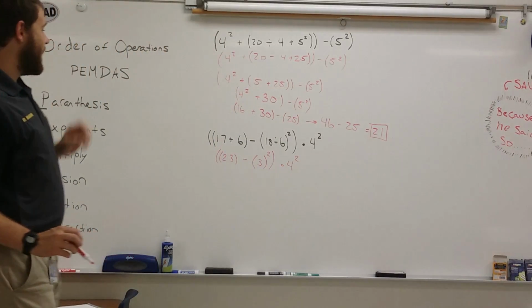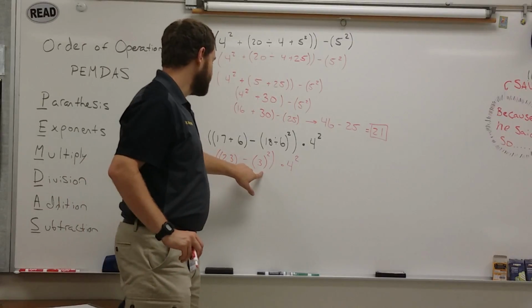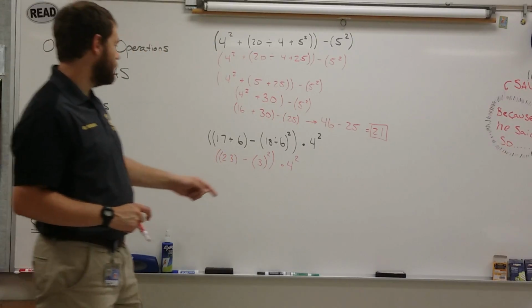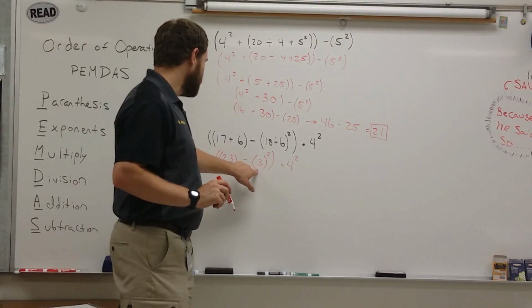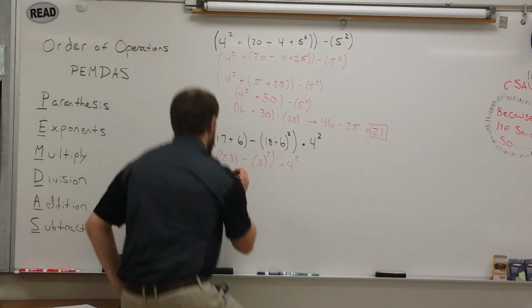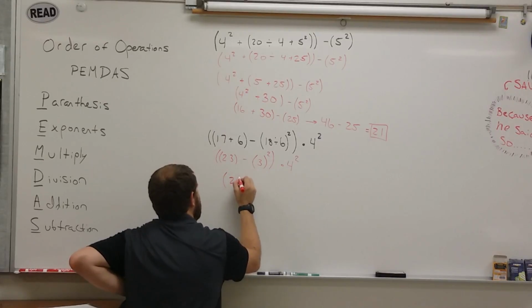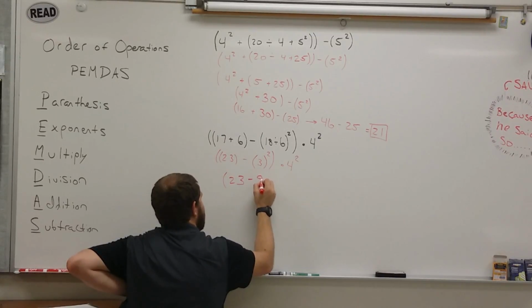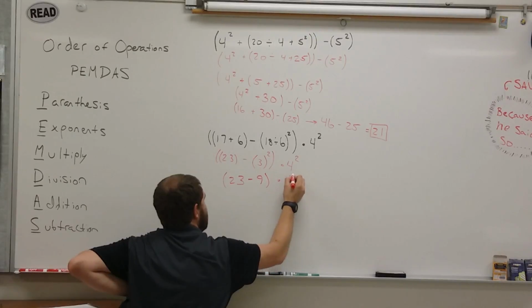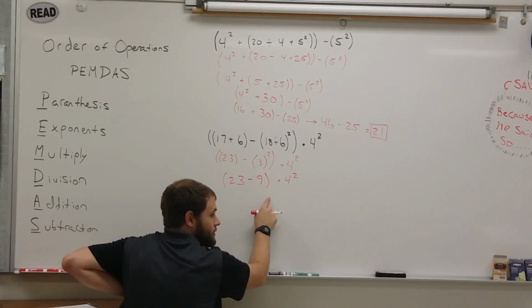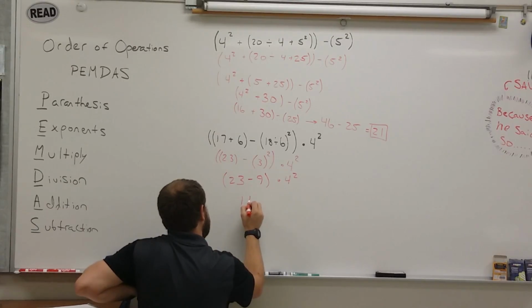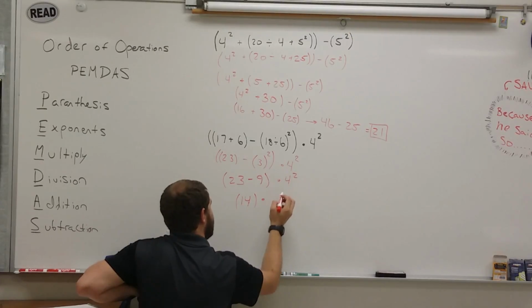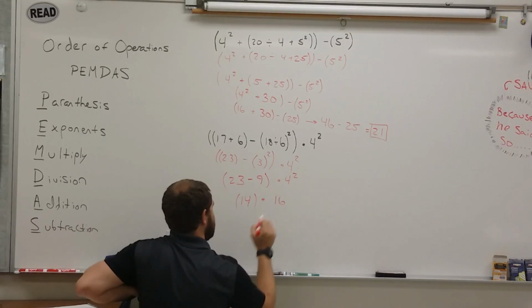Next, we have to deal with the exponent on this set of parentheses. We didn't do that earlier because we wanted to condense our inside. So we have 3 squared, that's 9. So in our parentheses we'll end up having 23 minus 9 times 4 squared. We're going to take care of the parentheses first. It's the first letter of PEMDAS. So 23 minus 9, that would be 14, which is going to end up being multiplied by 4 squared, which is 16.